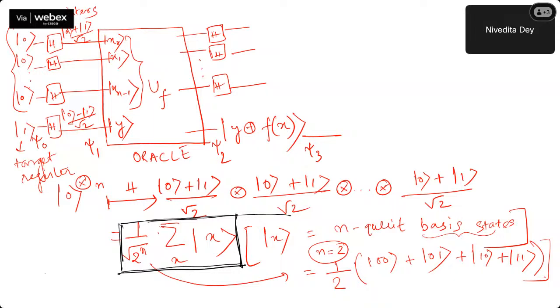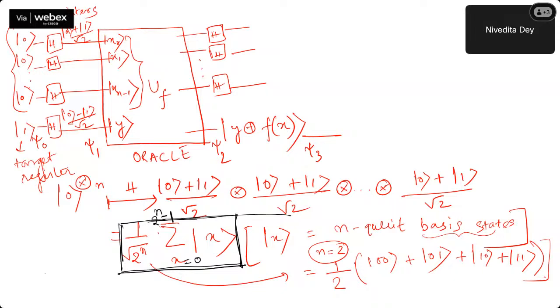This is the general form. Also to notice that here x will start from 0 to 2 to the power of n minus 1. If you notice for n equals 2, it means 0 to 3, and this is in decimal, but it is actually nothing but ket 0 plus ket 1 plus ket 2 plus ket 3, which in binary represents ket 0 0 plus ket 0 1 plus ket 1 0 plus ket 1 1. So this is the same meaning only.